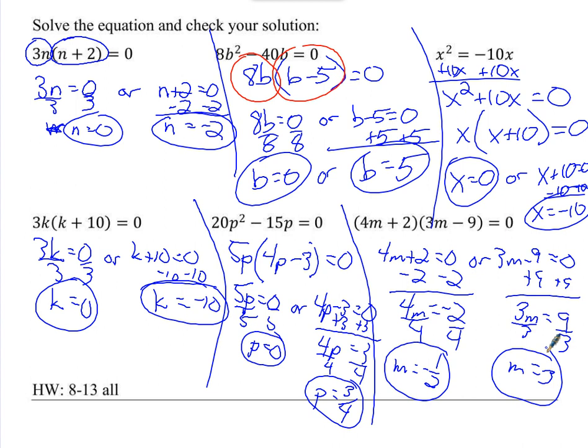That's how you do the zero product property. You have to have a product before you can use it, and it has to equal 0 before you can use it. But once you get that, then you can solve. Homework problems 8 through 13 all, just like these.